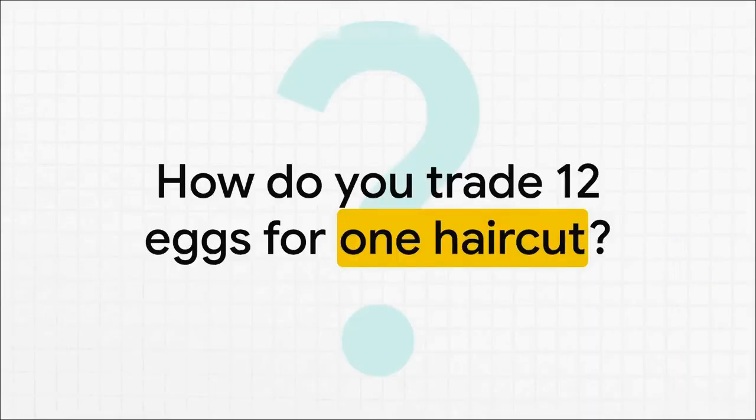All right, let's just jump right in with a problem. A really old one that plagued early societies. Picture this. You're a farmer, you've got a surplus of eggs, and man, you really need a haircut. How do you even make that trade happen? It sounds simple, but it's actually a massive puzzle.